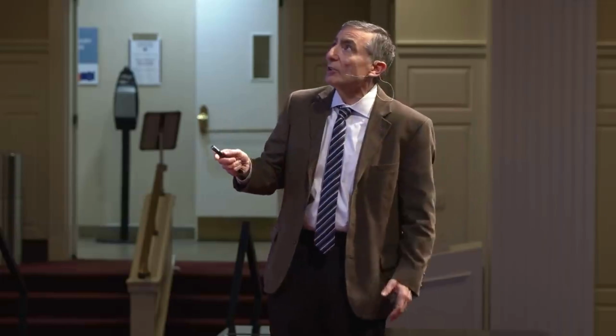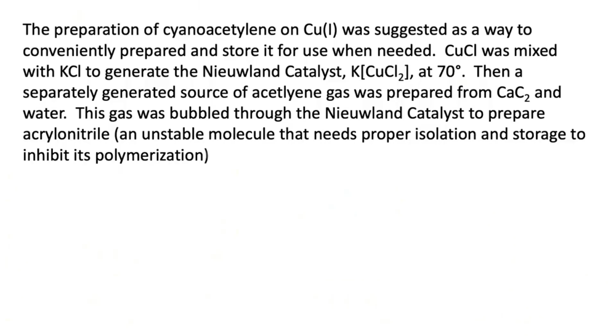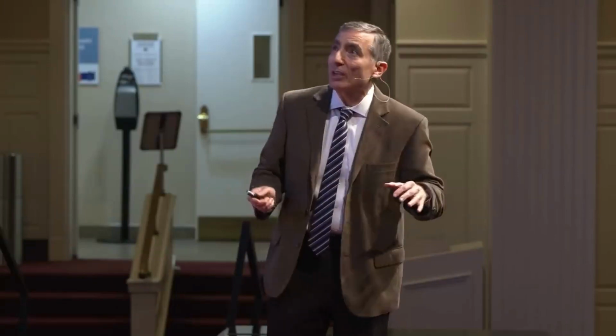He's in an advanced organic lab. Separately, a source of acetylene was prepared from calcium carbide and water. This gas was bubbled through the Nieuwland catalyst to prepare acrylonitrile. This is a highly unstable molecule. You look at acrylonitrile, it'll polymerize. When you buy it, it comes with stabilizers to keep it from polymerizing. So he has to properly inhibit its polymerization and store it.